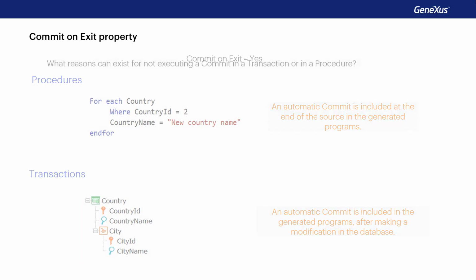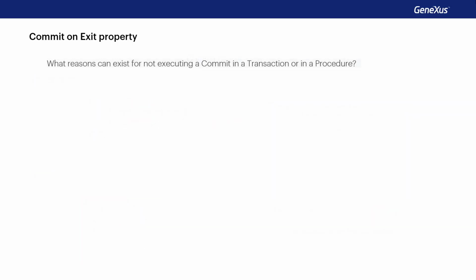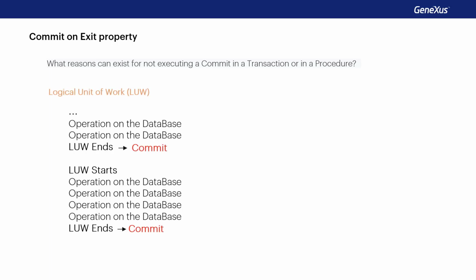What reasons can there be for not executing a commit in a transaction or procedure? To customize a logical unit of work, LUW. This means that it's necessary to expand an LUW so that, for example, several procedures or a transaction with one or more procedures form a logical unit of work, and it's necessary for a commit to cover all of them.